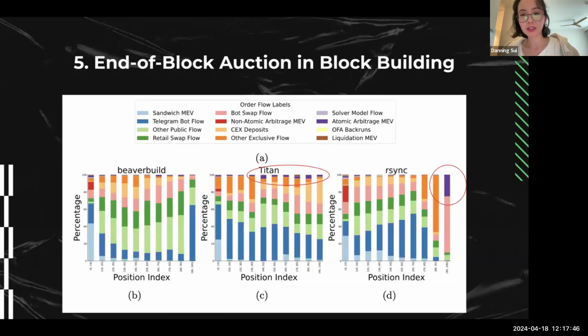Another thing we saw that's pretty smart and happened just recently is that if you examine all those builders' blocks by the transactions' position, here the x-axis goes from the first transaction in the block, 10 percentile, 20 percentile, to the end of the block. You can see Titan and Async, two of the top builders, have this purple value, which is atomic arbitrage MEV, that's only seen at the end of the block. Compared to Beaver, they don't really have it right now.